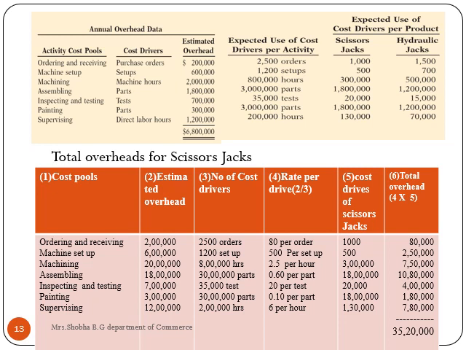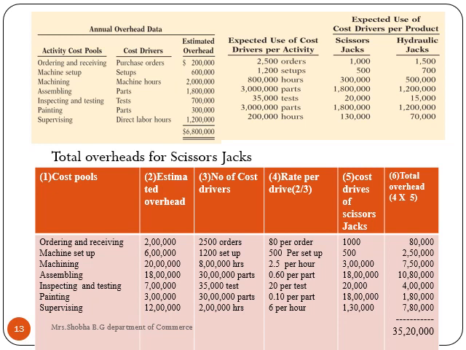To elaborate, for example, the first one is ordering and receiving, that is 2 lakh, and the number of cost drivers is 2500. So how do we calculate the rate per driver? That is 2 lakh divided by 2500, which is 80. So 80 rupees is the per order rate. Then the next one, 6 lakh is the total overhead and 1200 is the number of setups. So 6 lakh divided by 1200 will give us an answer of 500. So 500 is the per setup cost.